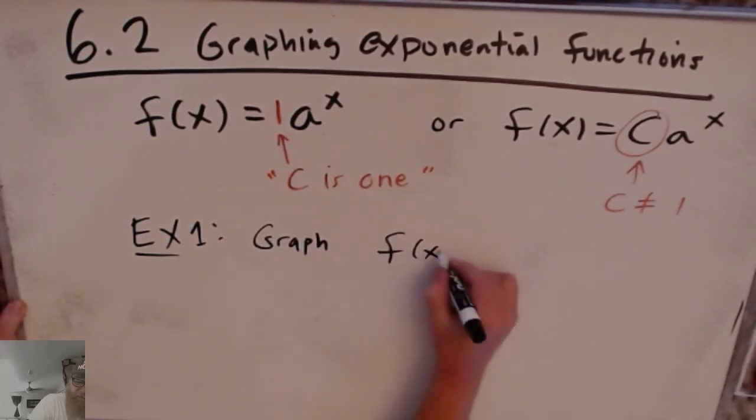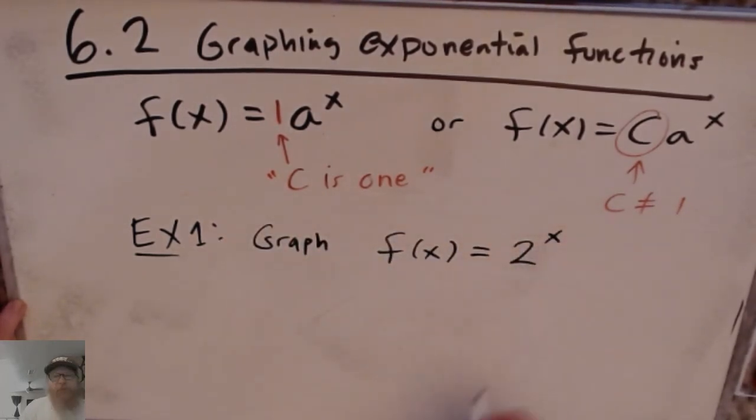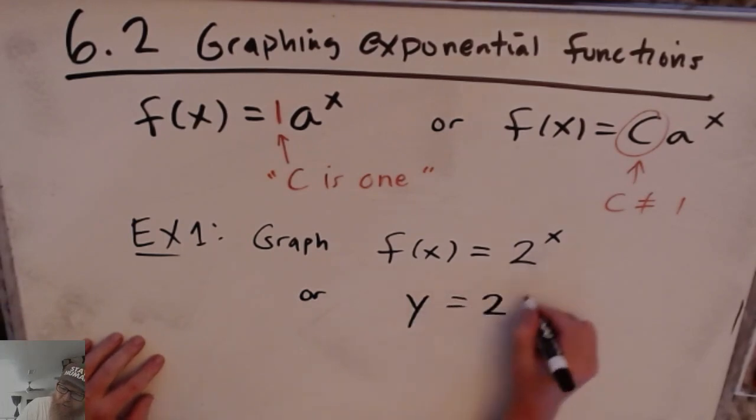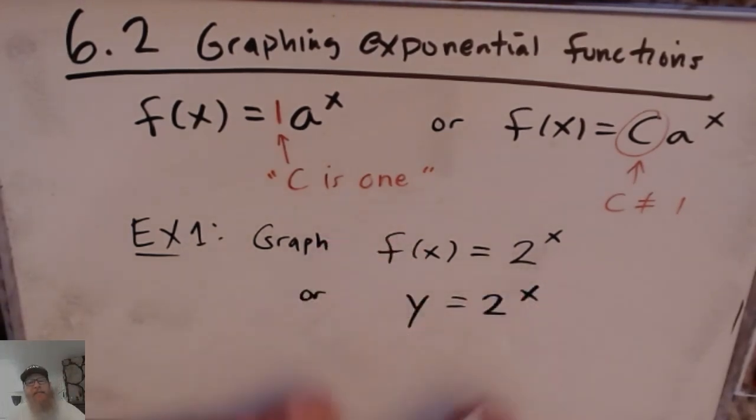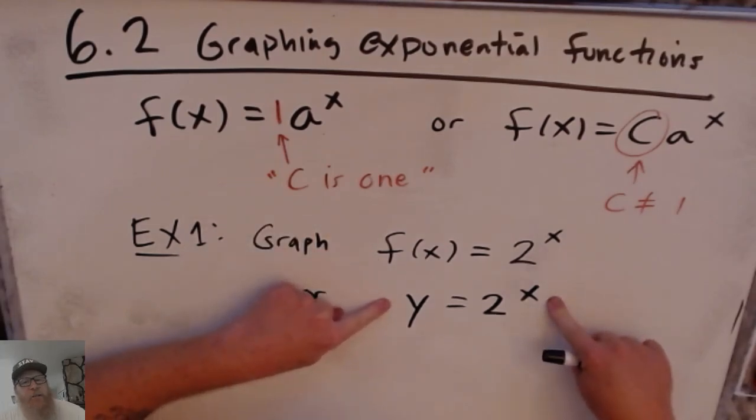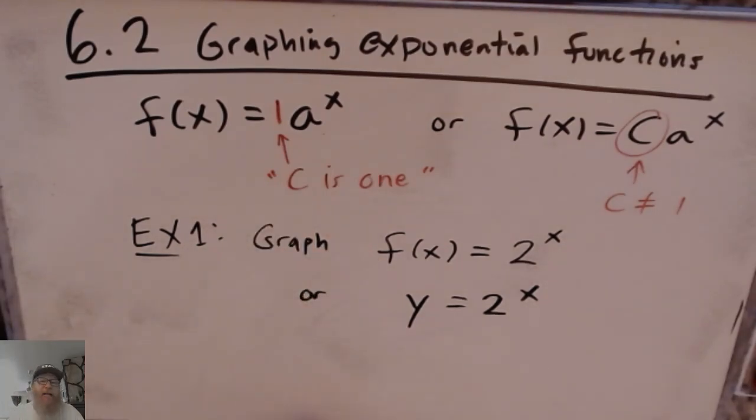So let's graph the function f of x equals 2 to the x power. Or if you prefer, y equals 2 to the x power. It really means the same thing. This is what I call a tomato, and this is what I call tomato. They are exactly the same fruit.